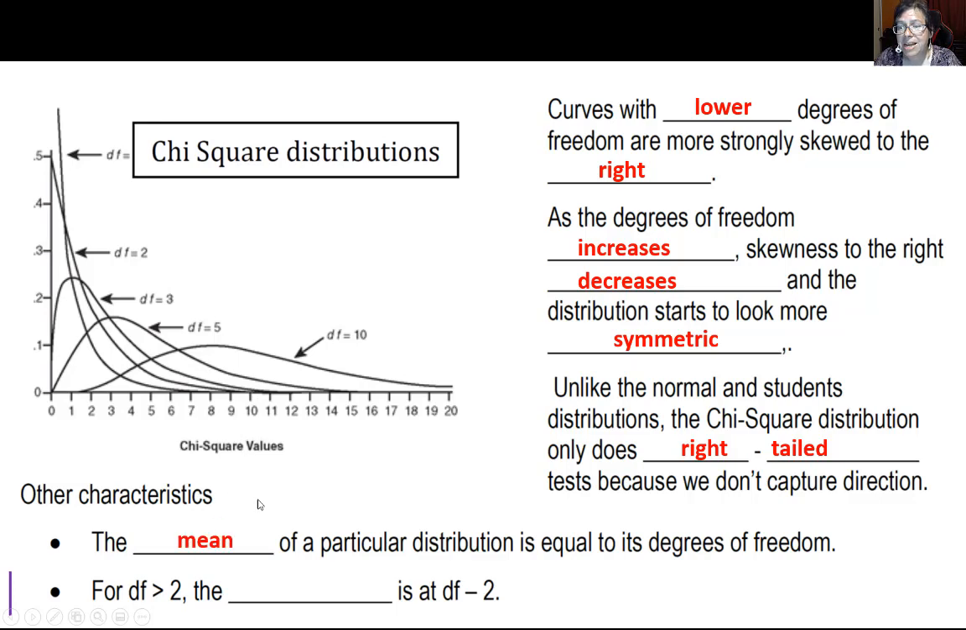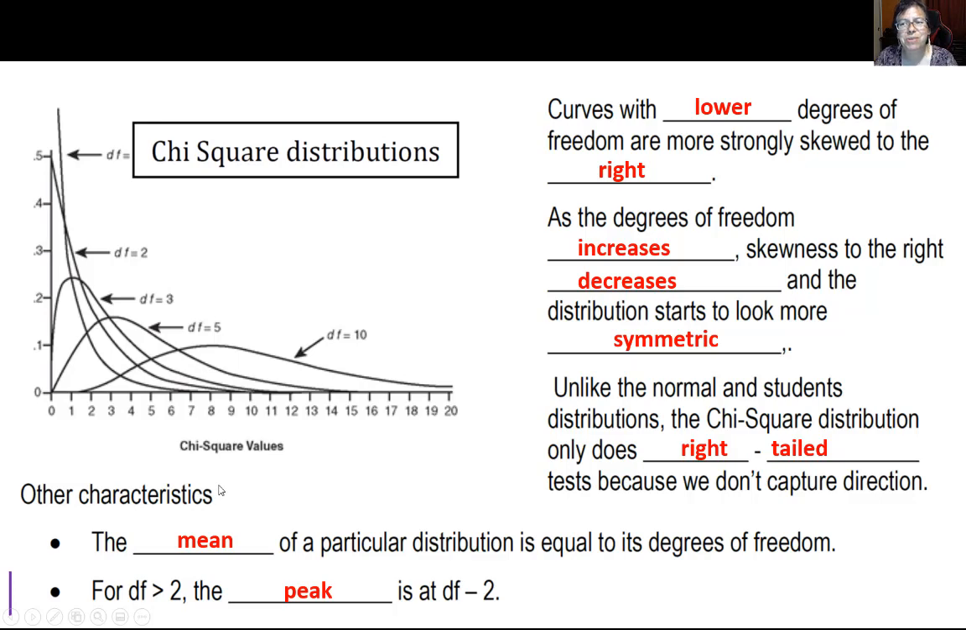Now, the mean of a particular distribution is equal to its degrees of freedom. So if I have, let's say, degrees of freedom 3, the mean is actually at 3. If I have degrees of freedom of 10, the mean is actually at 10. Now the peak's not at the mean. The peak is just 2 over. So if you have 10 degrees of freedom, it peaks right about 8. 5 degrees of freedom peaks right about 3. So that's a cool fact.